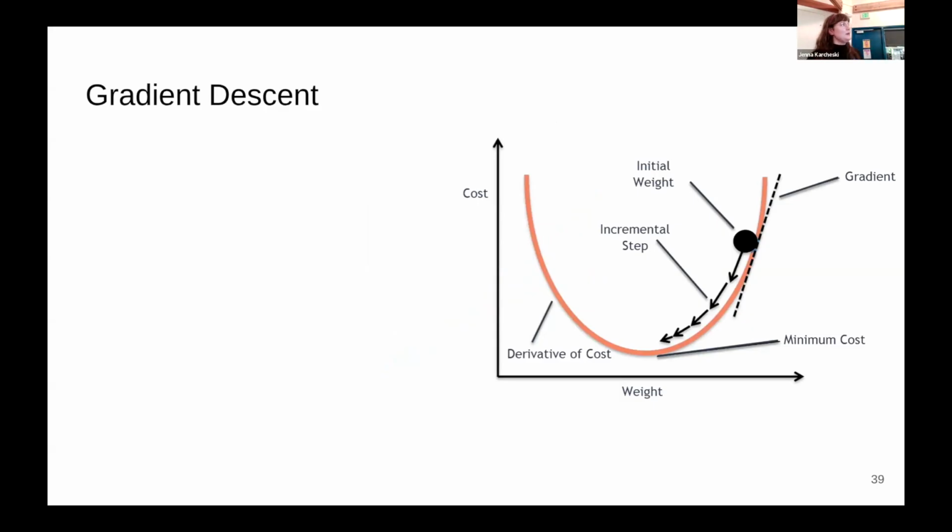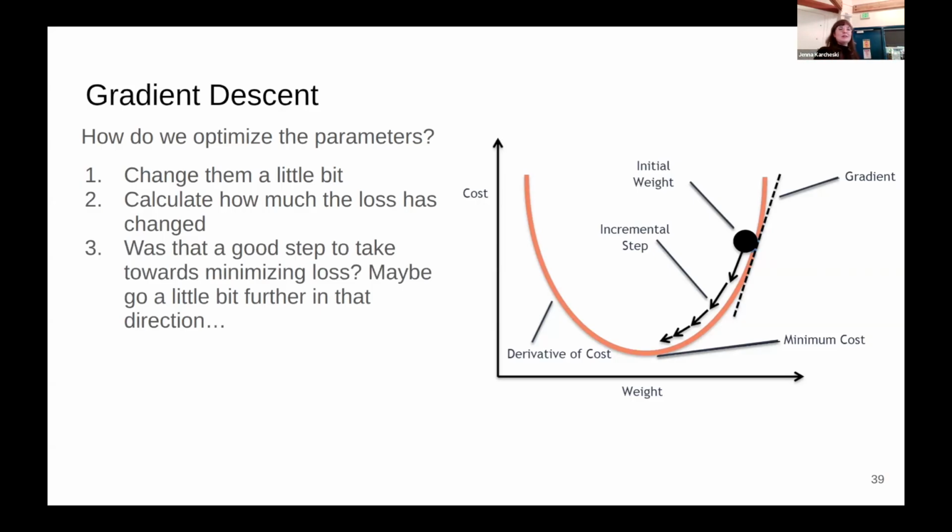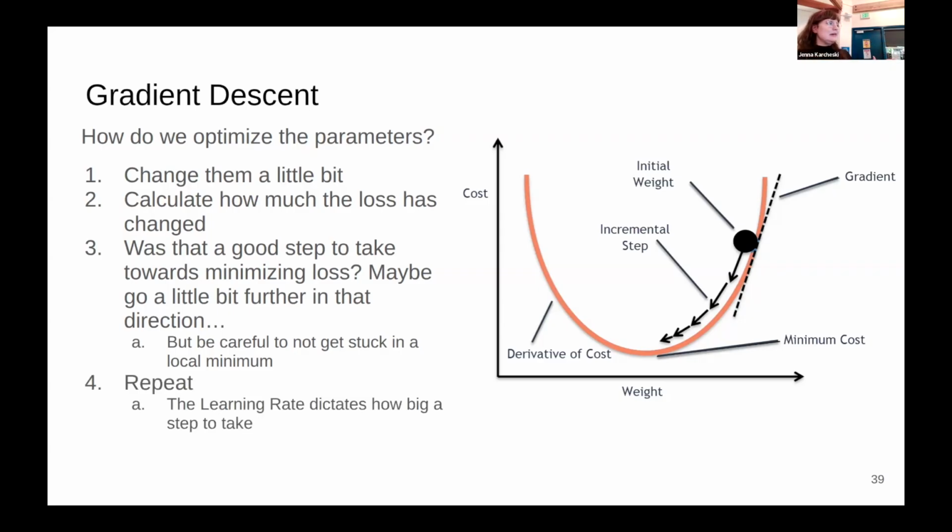So basically the recipe is, change the parameters a little bit, then calculate how much the loss has changed. If it makes the loss go in a good direction, then we might go a little bit farther in that direction the next step. But we want to be careful that we don't get stuck in a local minimum, because there might be solutions to our neural network that fit the data, but we won't be able to get out of them because we've gotten stuck. And then repeat. It's also important to talk about the learning rate, because we don't want to take really big steps and then completely miss the solution.